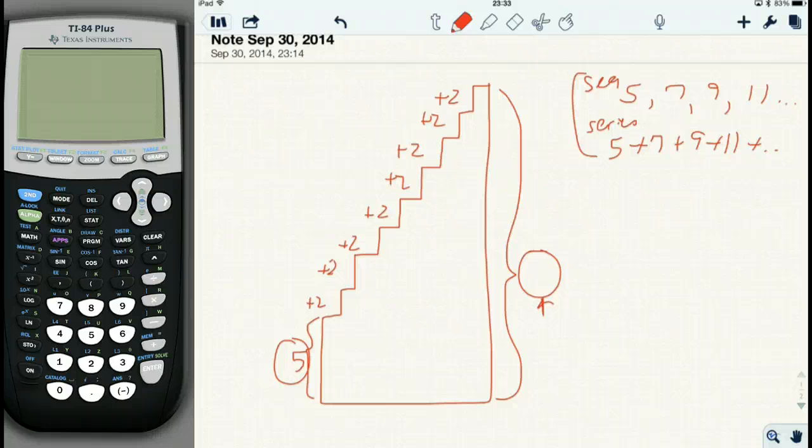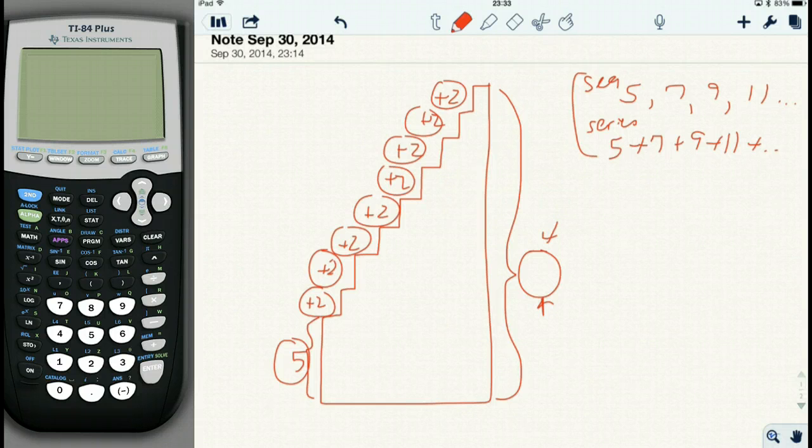Well, we could look at the step sizes and we see that it's rising by 2. So what if we just counted how many steps there are, and then we use that to figure out what this number is. So we start with 5, and then we're going to add 2, and add 2, and add 2, and add 2, and add 2, and add 2, and add 2, and add 2, and then we're going to get this number.